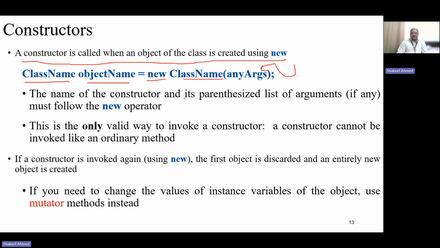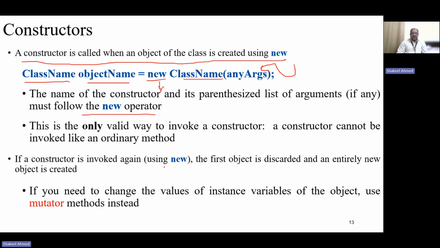The name of the constructor and its parameterized list of arguments must follow a new operator. So here you use new. This is the only valid way to invoke a constructor. A constructor cannot be invoked like an ordinary method. So you have to use the object reference directly to call the method.